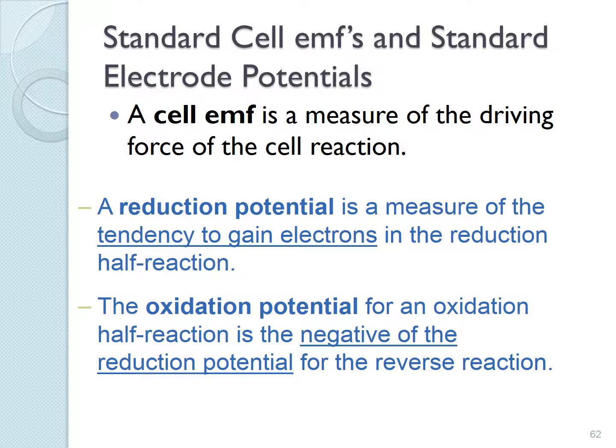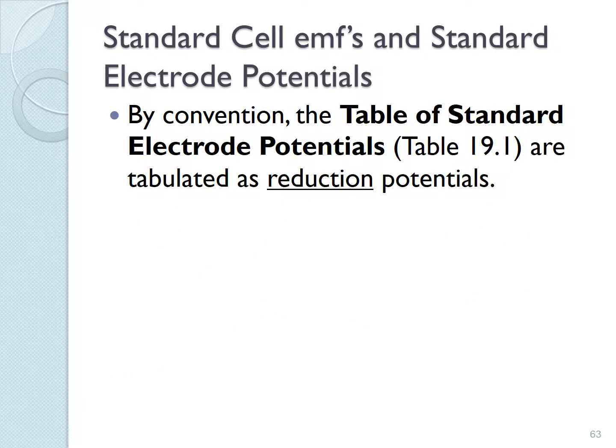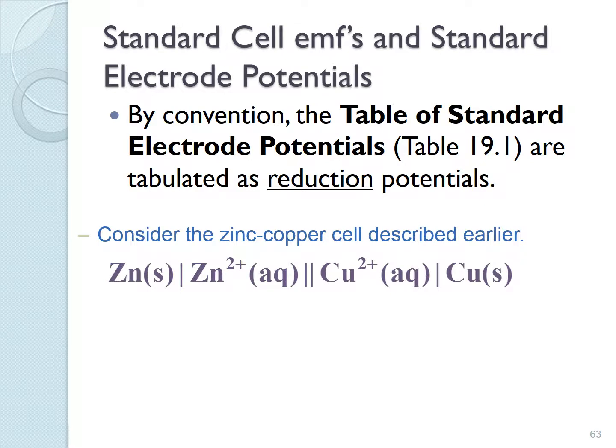So actually all potential charts give the reduction potential, and you have to figure out for your example which is your oxidation potential, which one is being oxidized, and switch it. So we can look at tabulated reduction potentials. So let's look at this zinc copper that we looked at earlier.